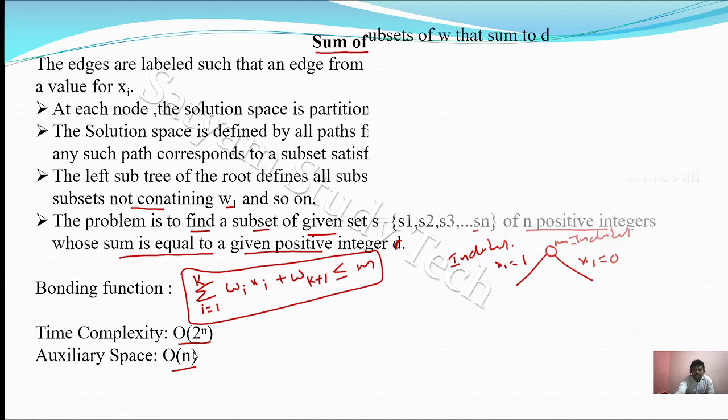Now we can discuss one sample problem. Let w equal to 1 2 3 4 5, and d equal to 8; d or m, we can take any one. Here m equal to 8. So these are the objects: x1 weight is 1, x2 weight is 3, x3 weight is 4, x4 weight is 5, and d equal to 8. Find all possible subsets of w. Here the backtracking follows DFS.